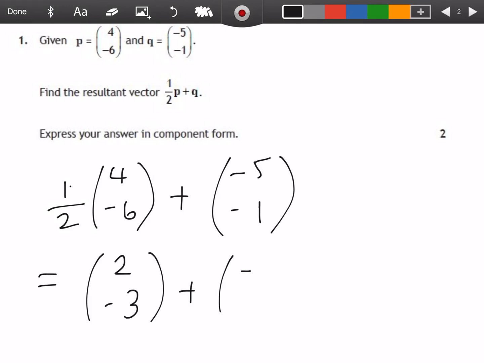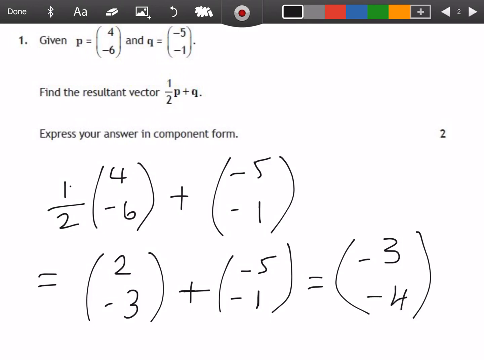And now what I want to do is add on q. Top number, add the top number. 2 add negative 5. Remember, that's 2 take away 5. So the top number will be a negative 3. And on the bottom, we've got negative 3 add negative 1. Negative 3 add negative 1 is negative 3 take away 1. So the bottom component is negative 4. Okay. Remember, what you should be doing is stopping the video throughout, take any notes that you need to, okay?